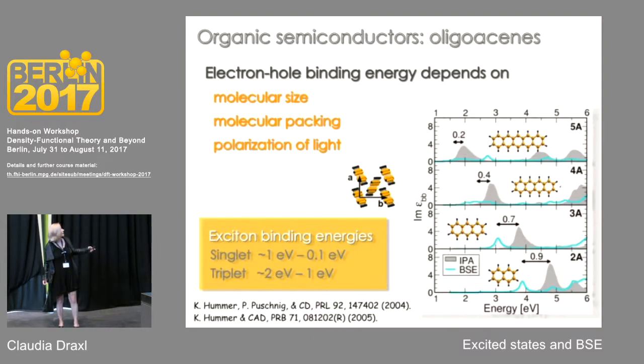So, as you see here, typical singlet exciton binding energies are in the order of 1 electron volt, or between 0.1 and 1 electron volt. So these are cases of very strong exciton binding. And triplet states are even more localized, more confined. So they have binding energies of up to 2 electron volt even. We will see later an example with even higher energies. Now, let's ask the question why this is the case.